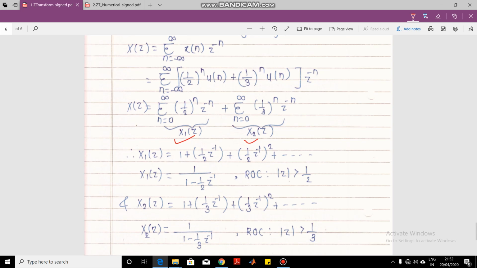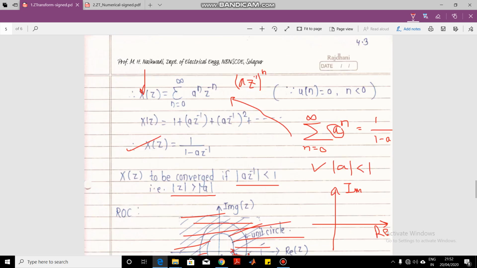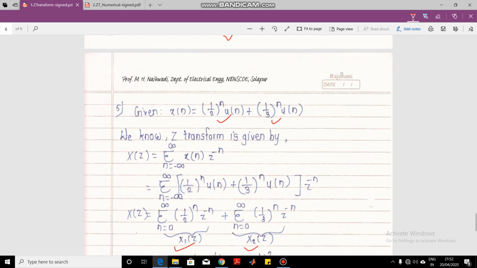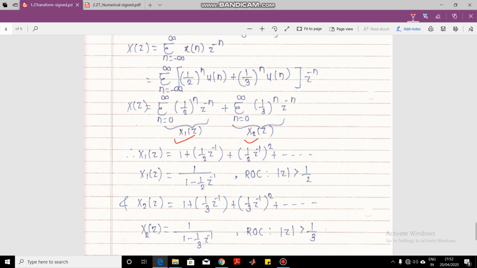Okay, minus n. So what is the z transform of this? We had seen 1 upon 1 minus az raised to minus 1. So you can directly write here 1 upon 1 minus a. What is the value of a here? 1 by 2. So 1 upon 1 minus 1 by 2 z raised to minus 1, because a is equal to 1 by 2.